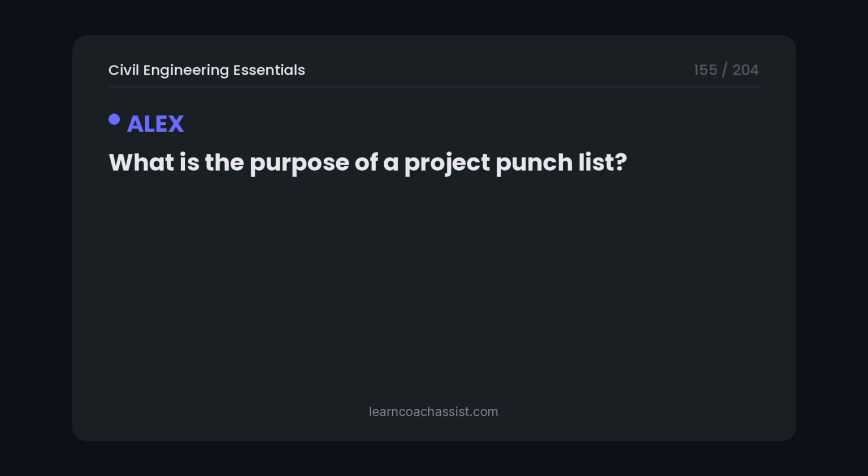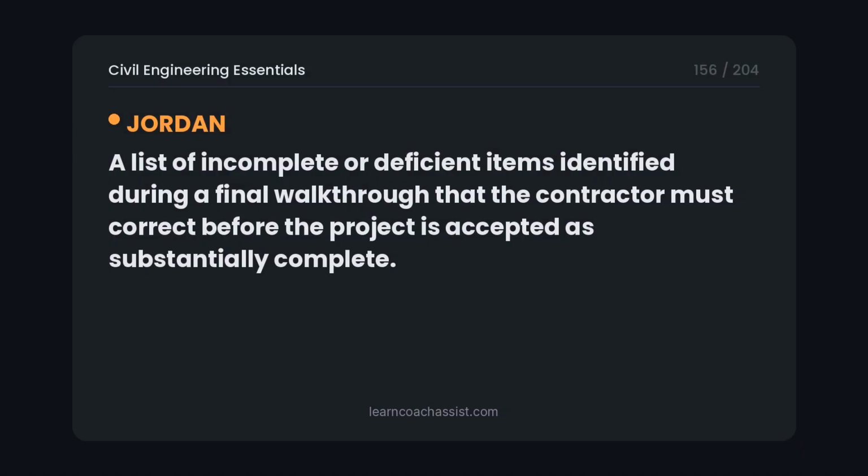What is the purpose of a project punch list? A list of incomplete or deficient items identified during a final walkthrough that the contractor must correct before the project is accepted as substantially complete.